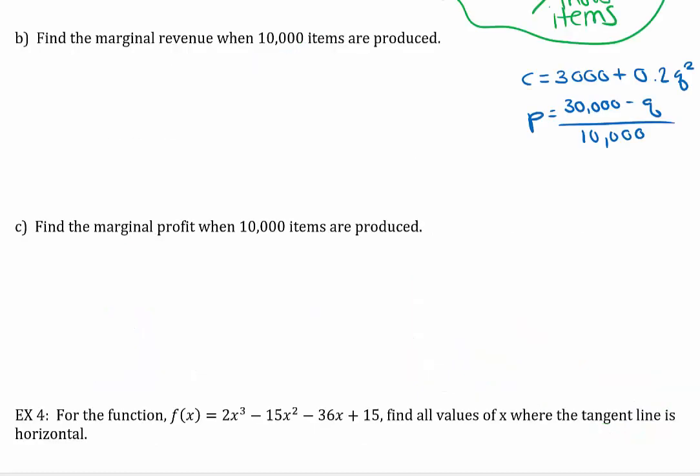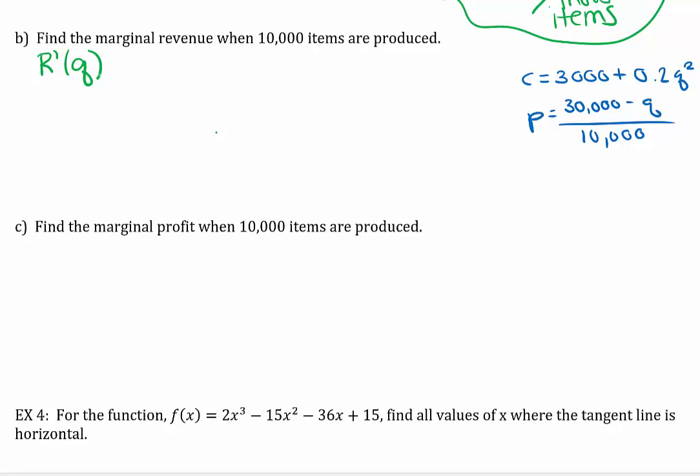All right, part B asks us to find the marginal revenue when 10,000 items are produced. So again, that word marginal means derivative. We want to find the derivative of the revenue. Now in this problem, they didn't actually give us a revenue function.